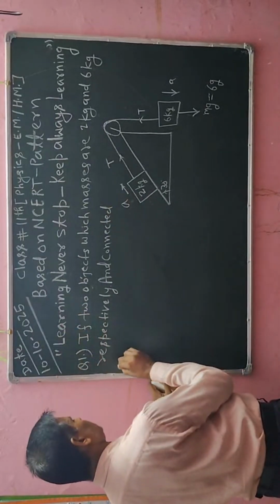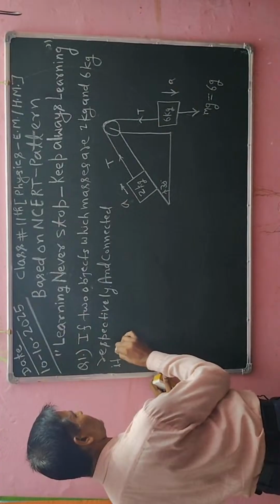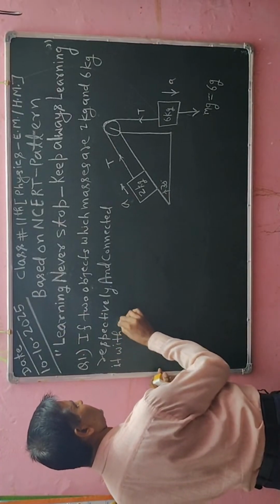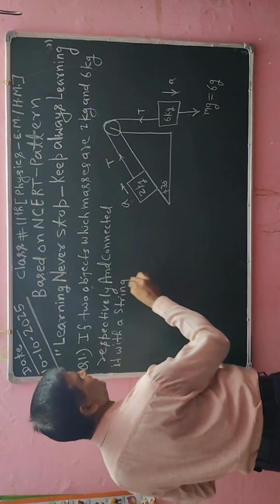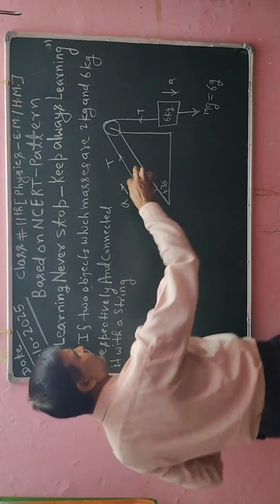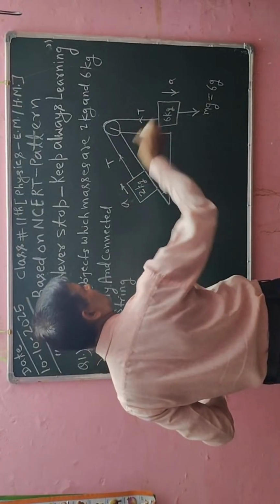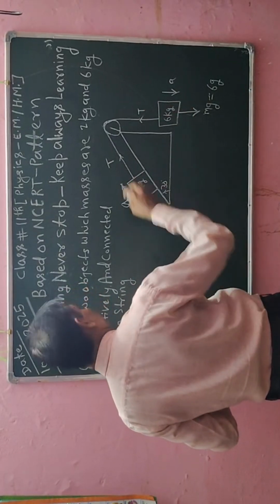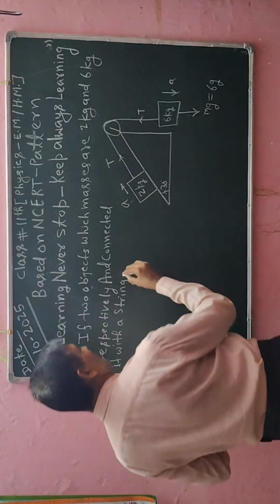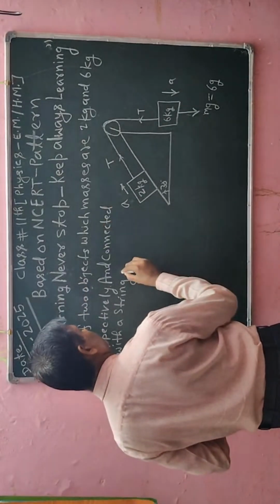Connected with a string. This string is available between the object of 2 kg mass and the object of 6 kg mass, and it is passing over a pulley.